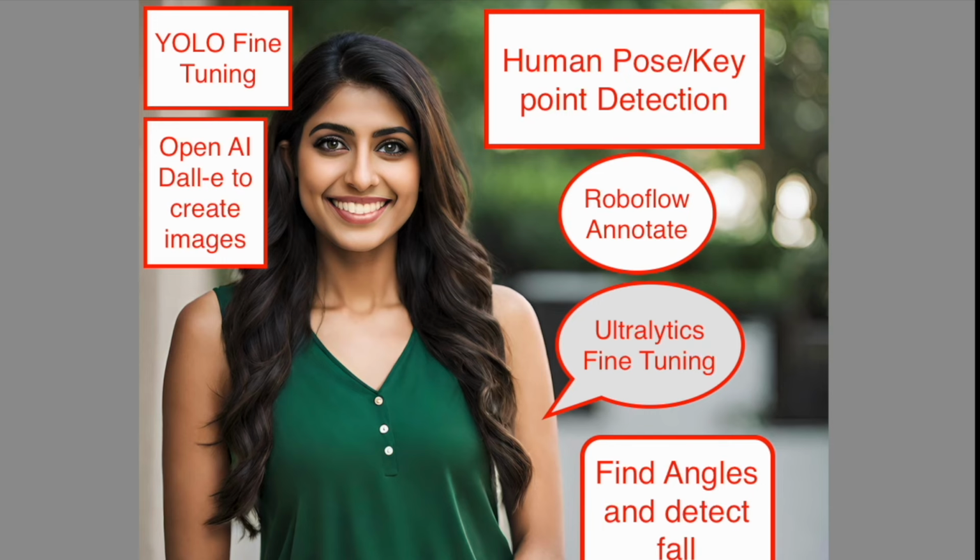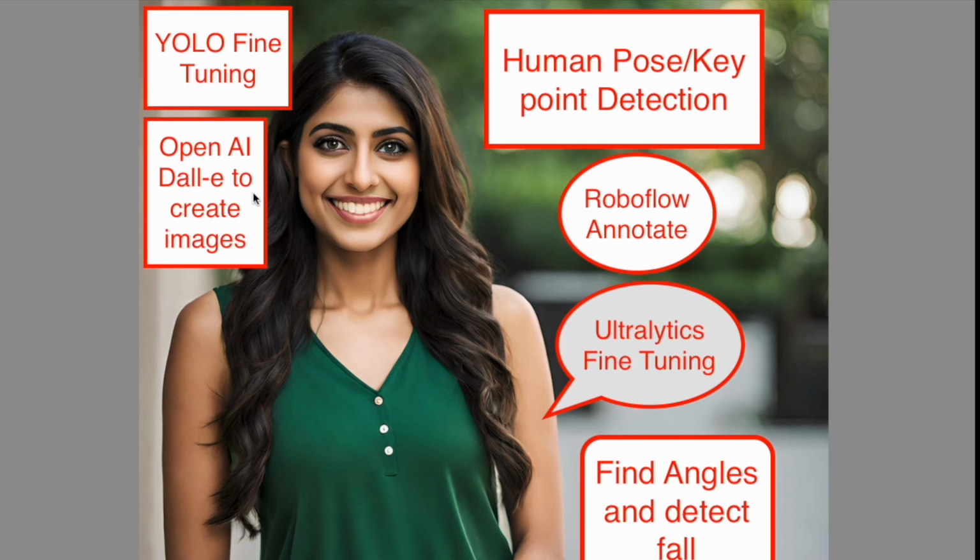In today's video, we will look at Fine Tuning Ultralytics YOLO for human pose detection with help from Roboflow. We will use it to determine if the person is standing or if they have fallen down. This could be useful for medical situations. In step 1, we will generate human pose images using DALL-E. We will create images of person standing and of person fallen down.